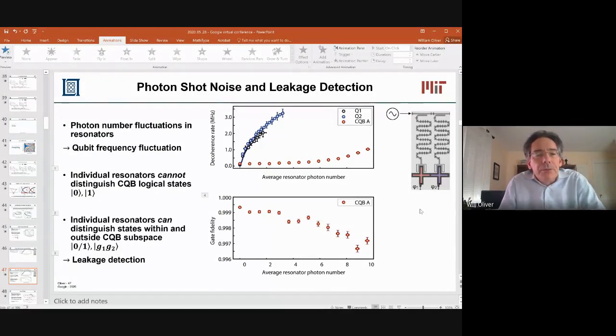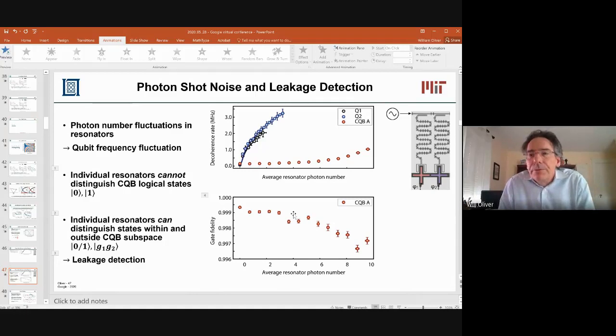Now, a consequence of this, or related to this, is that the individual resonators cannot distinguish the CQB logical states 0 and 1. And to see that, what we're showing here is the gate fidelity that we measured as a function of the resonator photon number, as basically just leaving the readout on. And what you can see is that even up to 2, 3, almost 4 photons, we're still at about 3 nines of CQB gate fidelity. And again, the reason is that these individual resonators aren't able to distinguish the logical states 0 and 1.